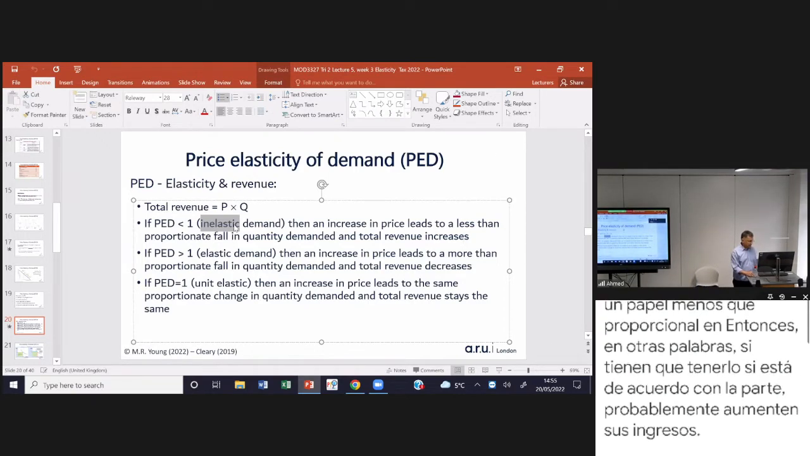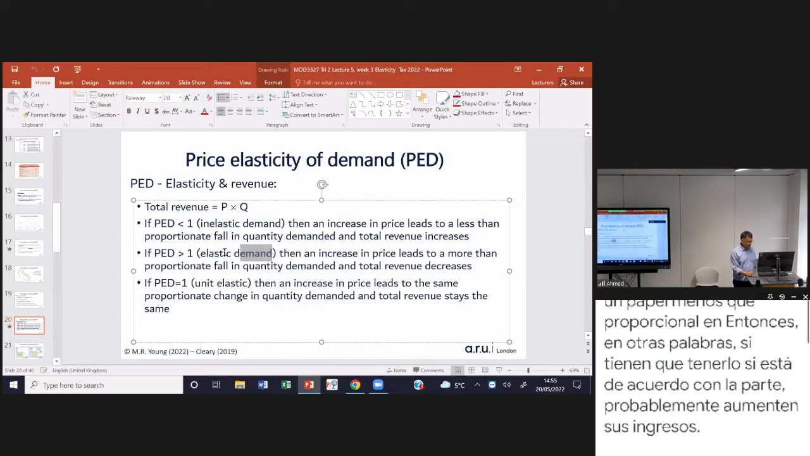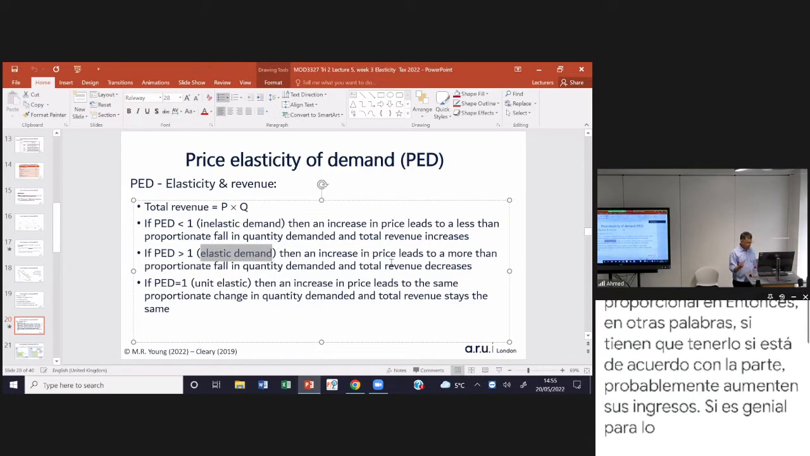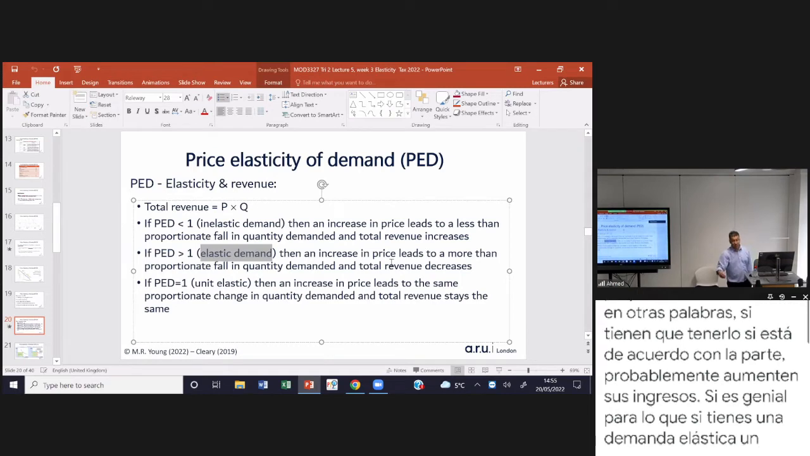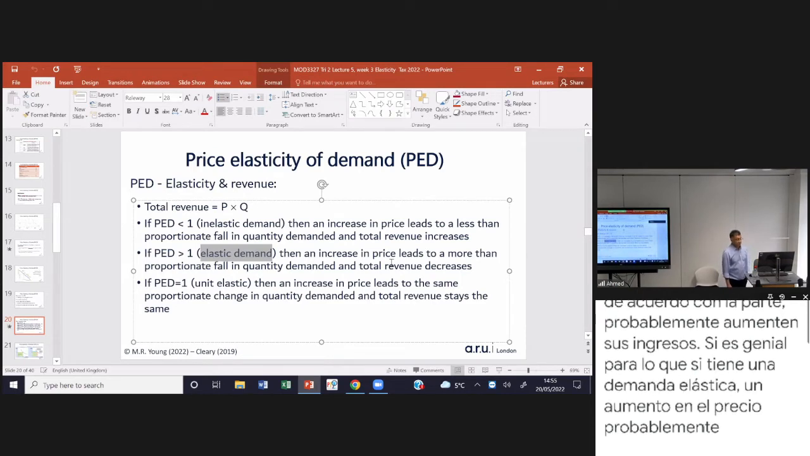If it's greater than one, if you do have an elastic demand, then an increase in price will probably lead to a decrease in total revenue, because they can always go somewhere else.